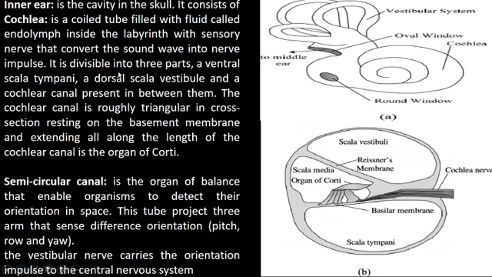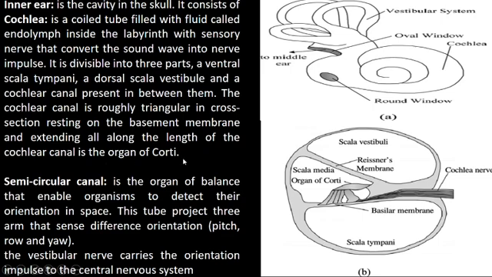So it is divided, it is divisible into three parts. We have seen all these three parts: the scala vestibuli, the scala media, and the scala tympani. The cochlear canal is roughly triangular in cross section, resting on the basement membrane, and the organ of Corti extends all the length of the cochlear canal.